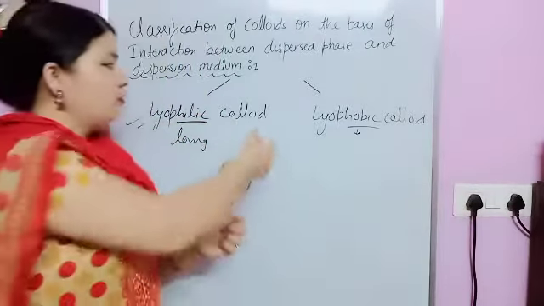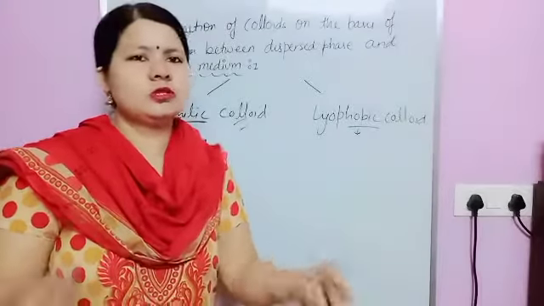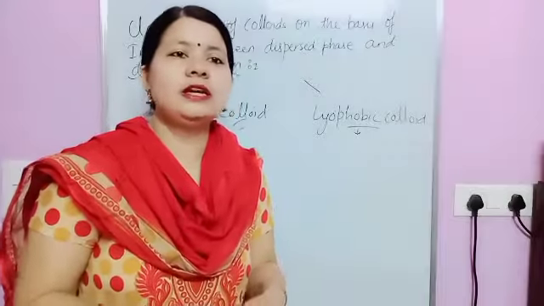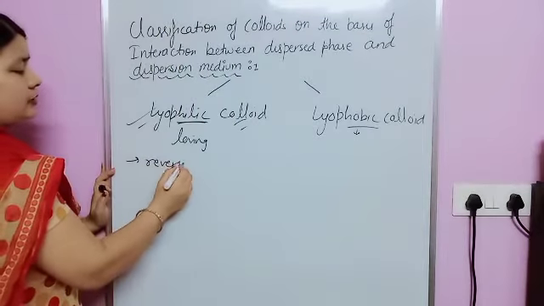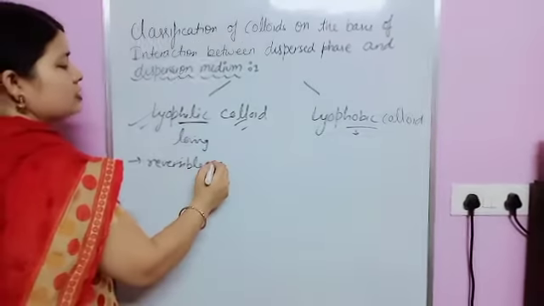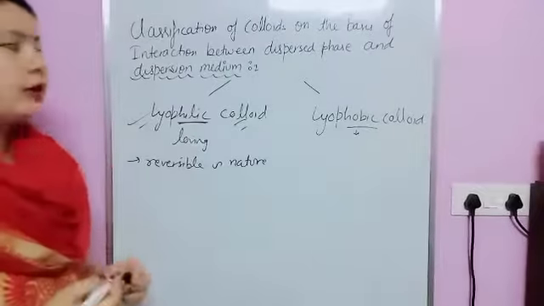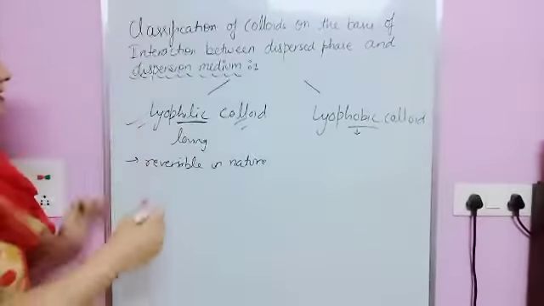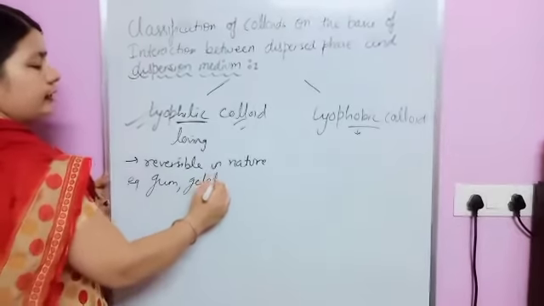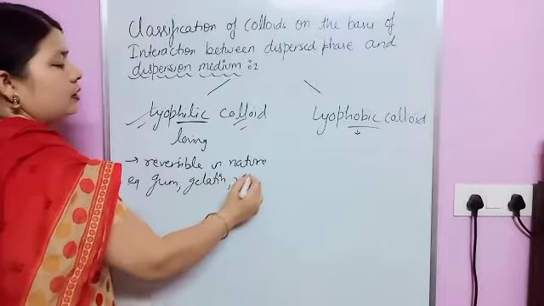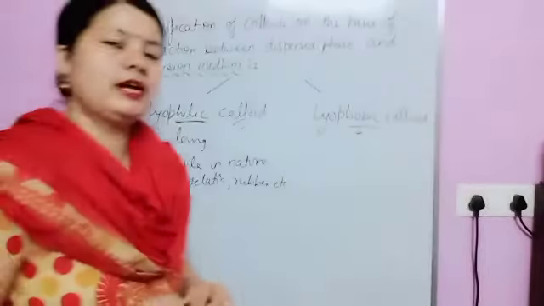It means this type of colloid forms easily and is stable, because there is a great affinity, so they form easily and they are a stable colloid. Then next thing is they are reversible in nature, meaning you can change the condition and reverse also. In this we have examples: gum, gelatin, rubber, etc. They all are examples of lyophilic colloid, and they are stable colloids.